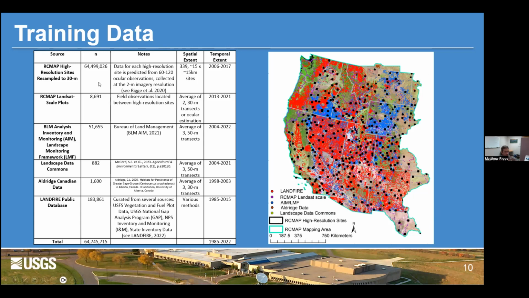So all told, with all of our high resolution training sites, these are those black points you're seeing here, all the AIM data from BLM, in addition to the LMF data, pulling in data from Landfire as well. We've got a substantial number, nearly 65 million training points to pull from.